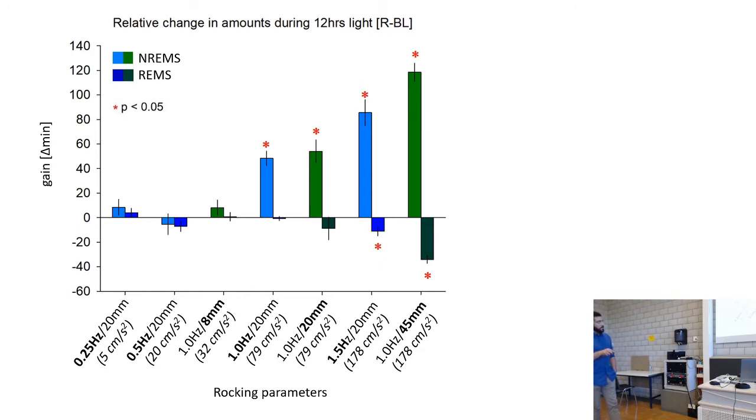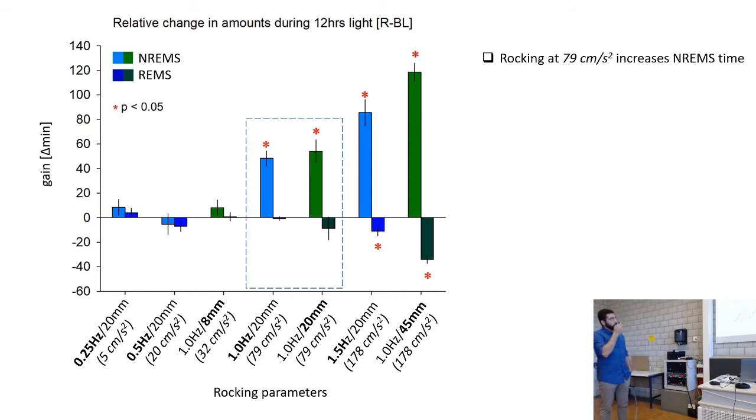In this case, we tried to have as low an amplitude as possible, achieving a sub-threshold acceleration. Whereas here, we tried to replicate what we found before, and we did achieve the same acceleration as at 1.5 Hertz, which, as you remember, had a larger non-REM gain but also a loss in REM sleep. I hope you can appreciate that, with Jan's new platform, we succeeded in replicating the results at the same frequency and amplitude.